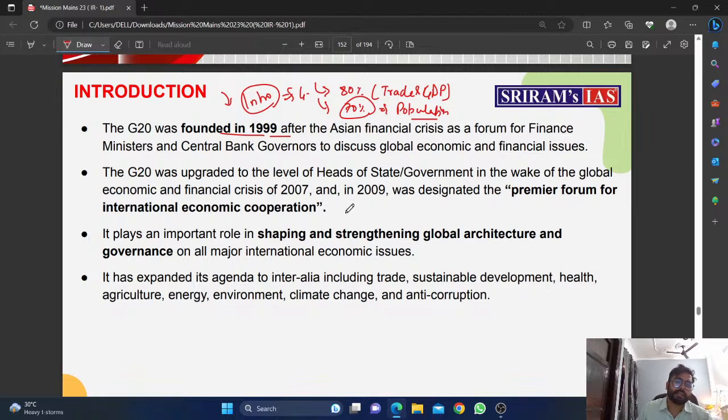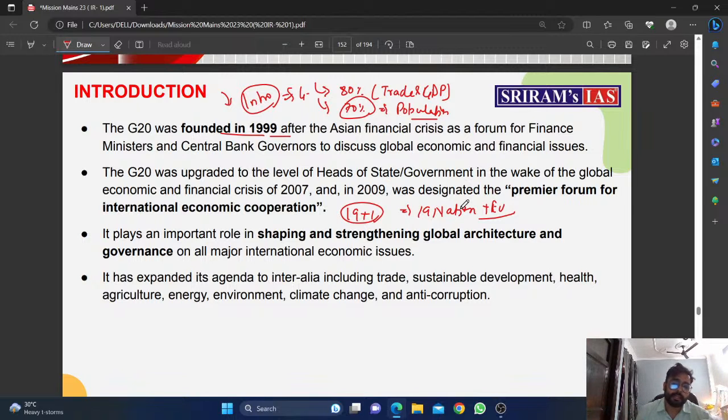It is called G20, but rather it is 19 nations plus the European Union. This G20 is a premier forum for international economic cooperation, because of how many countries are engaged together. So it plays an important role in shaping and strengthening the global economic architecture, governance, and all major international economic issues.